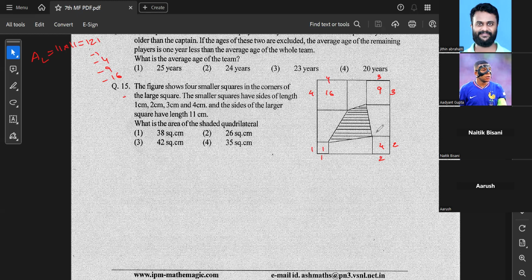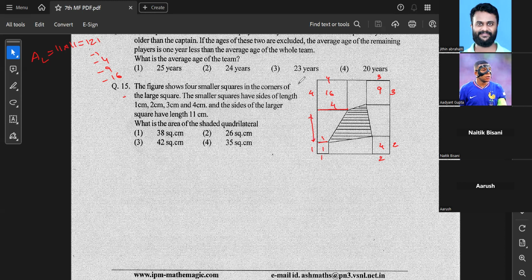So the figures in the middle are trapeziums, so you have to find the area of a trapezium. The area of a trapezium formula is half into the sum of parallel sides multiplied by height, right? So this parallel side is 4 and this parallel side is 1. You know the lengths of the parallel sides. The height value will be how much?